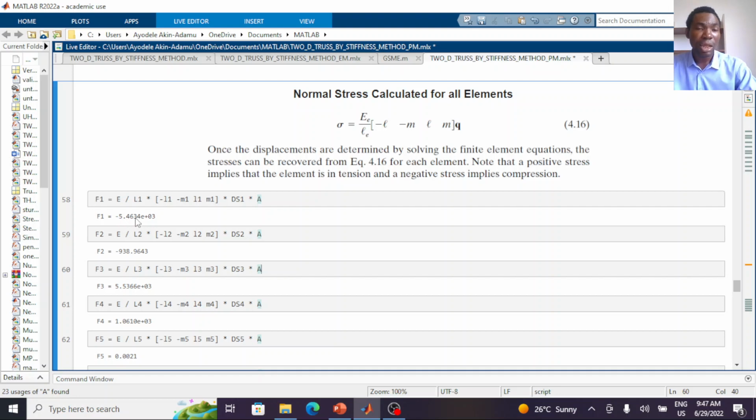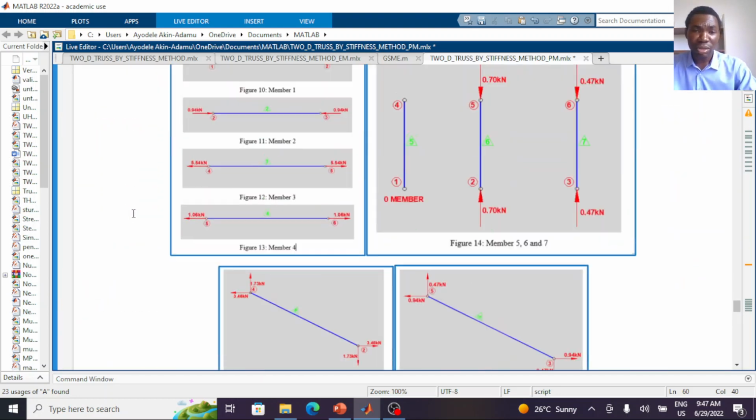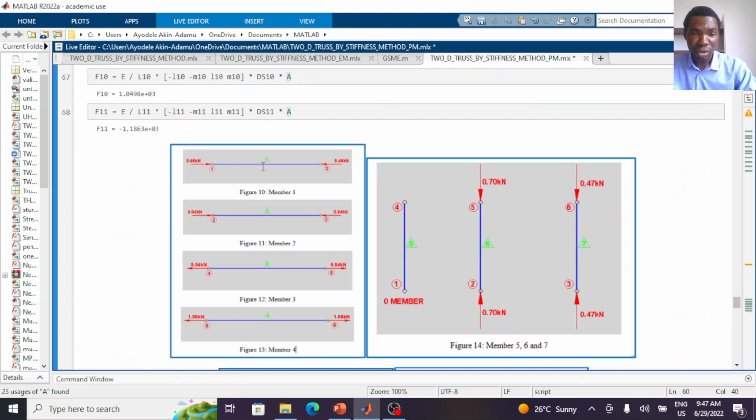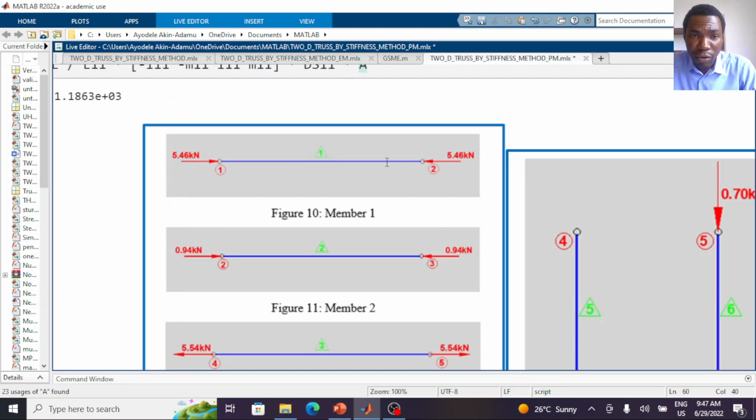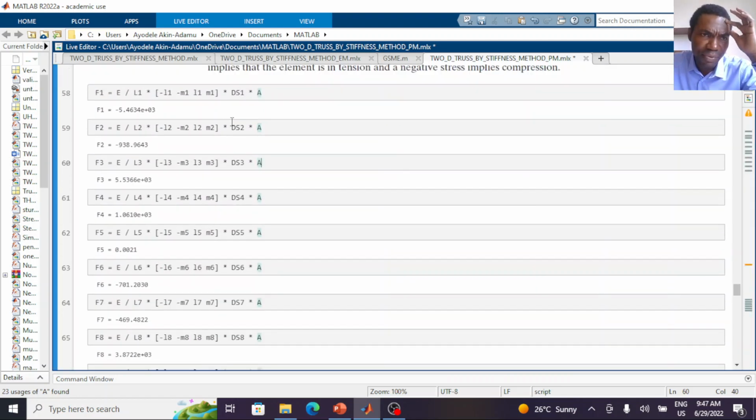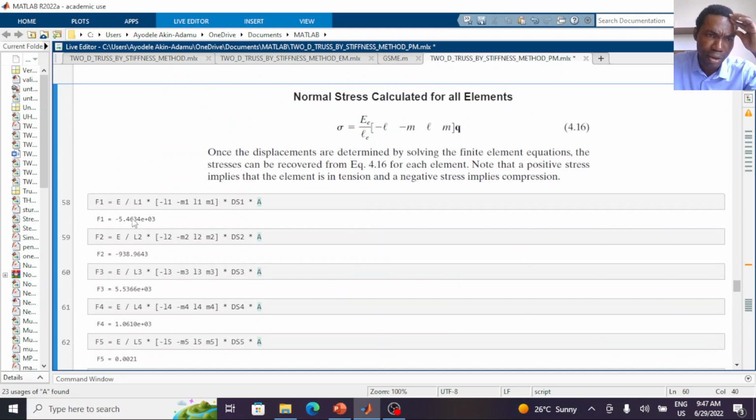This minus means this element is in compression. And you can see I denoted it in my diagram here. This element 1, you can see the force is defined as a compression force. 5.46 kilonewton in compression. You can see the direction of the load at the node is pointing towards the element. So it means that this element is in compression. This is exactly the same as our final element result, minus 5.46 times 10 to the power 3 newton. So this is minus 5.46 kilonewton.